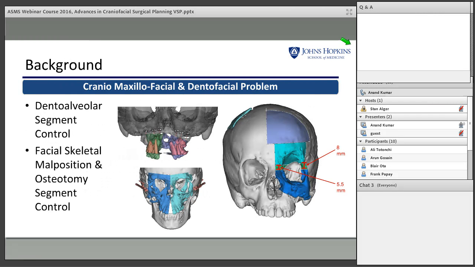So let's look at the real issue. The problem, as it always has been and always will be, is really two problems: dentoalveolar segment control, meaning any segmental osteotomy that has tooth-bearing segments and the control of those segments, and lastly, the actual facial skeleton malposition and the osteotomy segment control. I think the key words here are control of segments. I have 3 examples here of more challenging problems where you segment the craniofacial skeleton and then try to achieve control and thereby predictable post-surgical results.